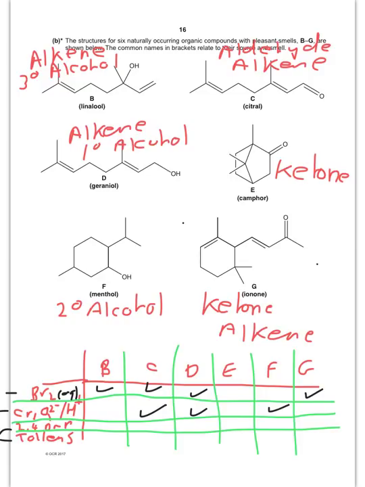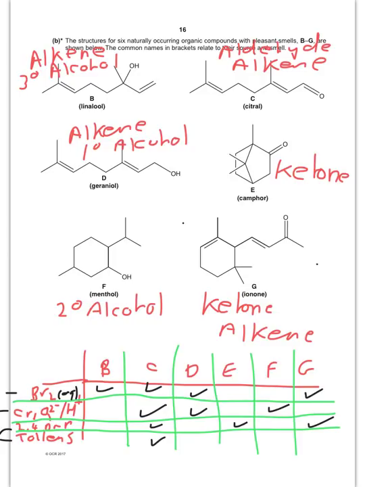They can't be oxidized. 2,4-DNP. So 2,4-DNP will give you an orange precipitate when it meets a ketone or an aldehyde. So it will react with C. It will also react with E. It will also react with G. Okay. And finally, Tollens reagent. Tollens reacts with aldehydes. So Tollens reagent will only react with C.